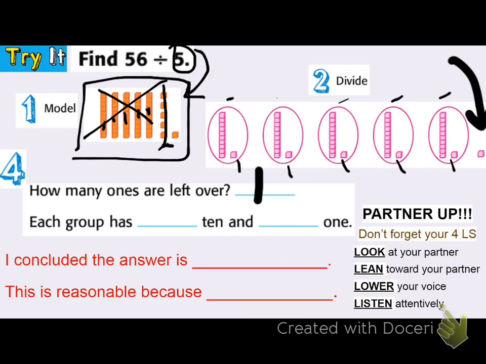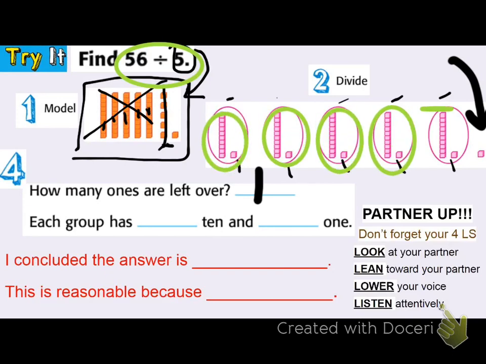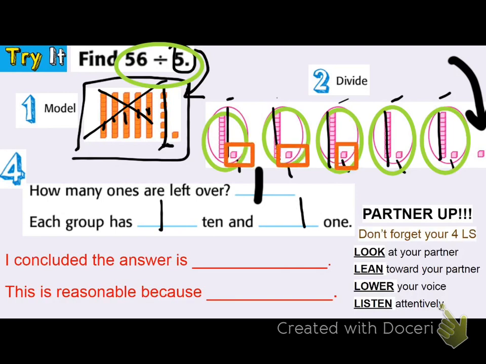Then it asks how much is in each group. If I take 56 and put 56 into 5 equal groups, 1, 2, 3, 4, 5, how much is in each of those groups? Well, they're going to get 1 ten, right? There's 1 ten in each of these groups. And then there's 1 one in each group. Each of these 5 groups gets 1 of those blocks. Okay, well, I concluded the answer is 56 divided by 5 is 11, with a remainder of 1. Or there's 11 equally split into the 5 groups.